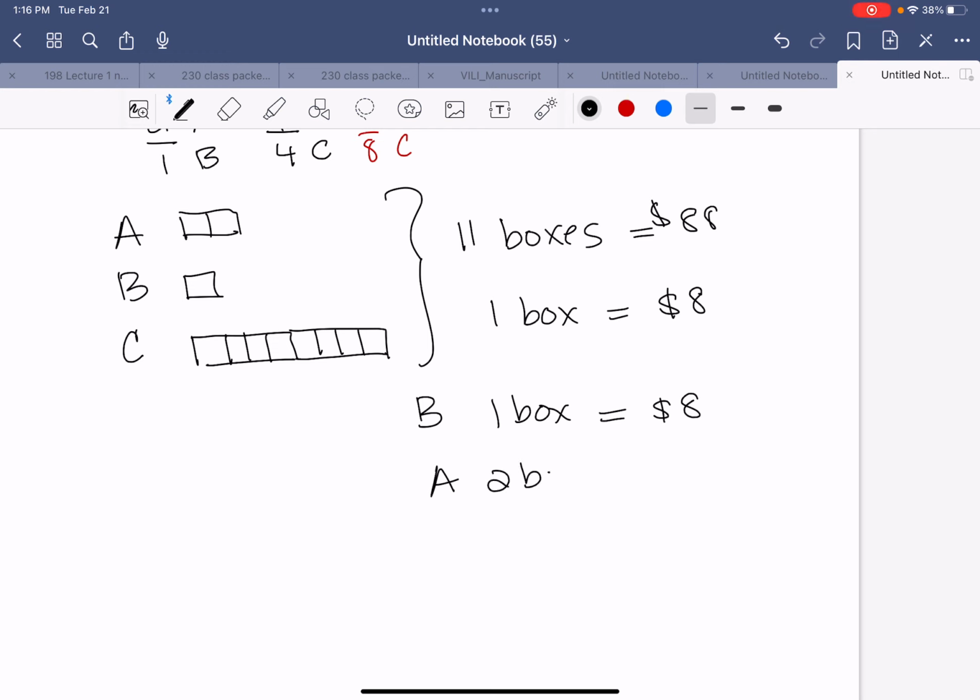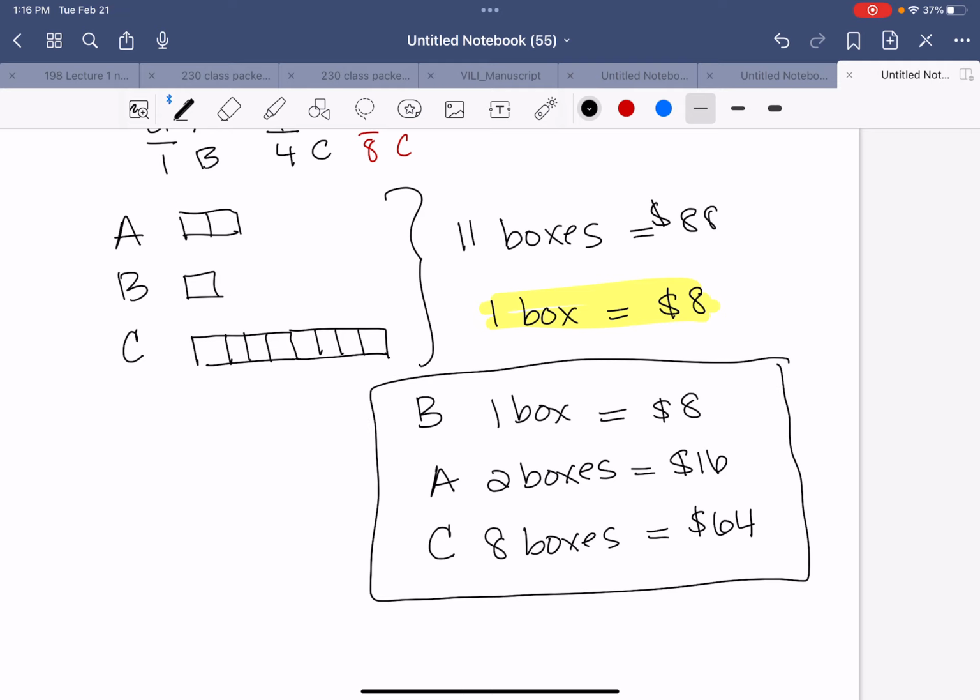Charity A is 2 boxes, so if we double this ratio that I've established, then we get $16. And C, I want 8 boxes, so I'm going to take that ratio and multiply it by 8 to get the 64. And that's going to be my answer for number 10.